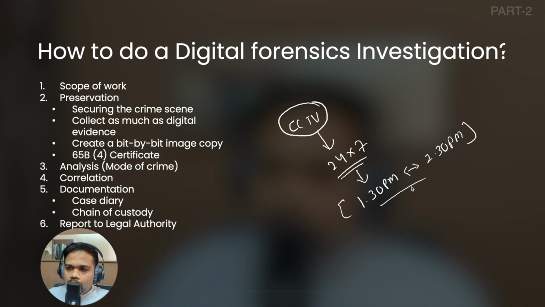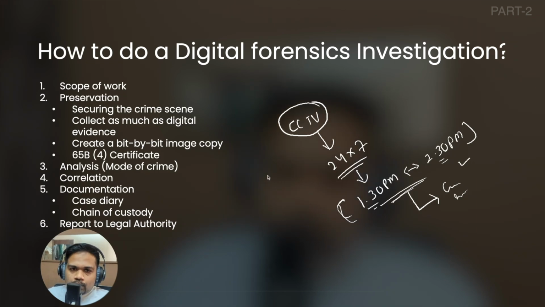So how are you going to collect this evidence, and how are you going to proceed to the court as the legal part? Okay, taking out the video from 1:30 p.m. to 2:30 p.m., there is no problem in that. You can take it, but how are you going to prove that it is not tampered with?